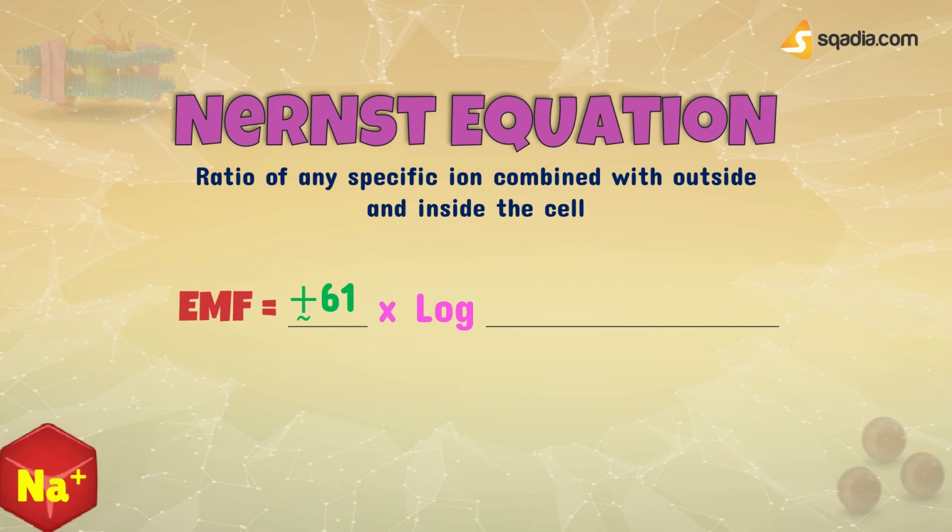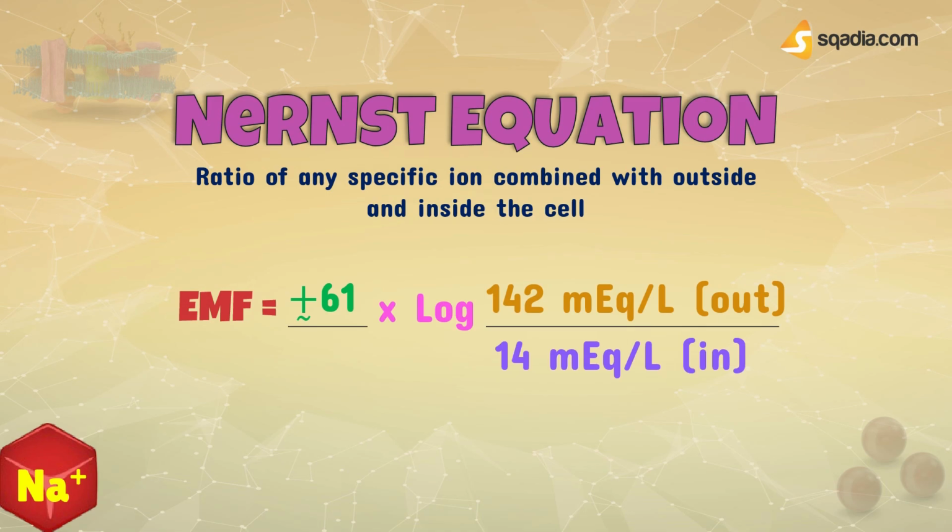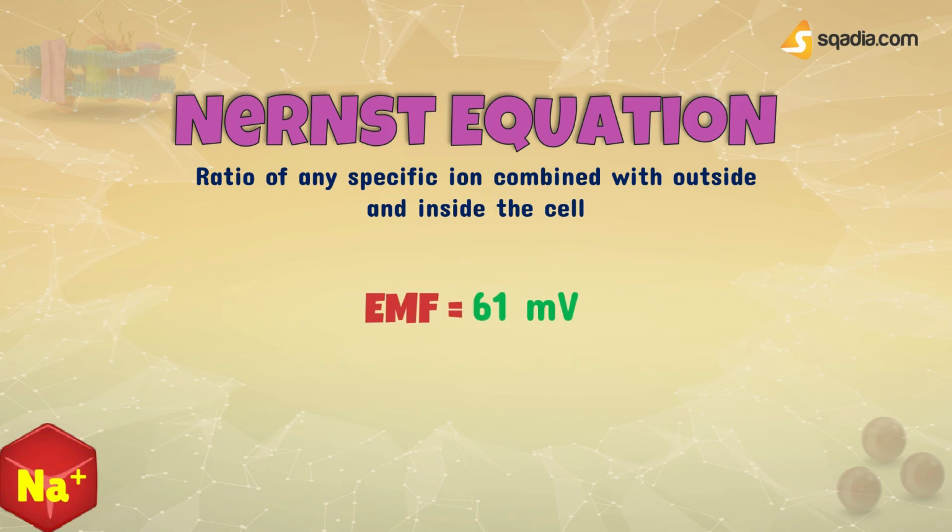Sodium ions outside the cell are 142 milliequivalents per liter. And sodium ions inside the cell are 14 milliequivalents per liter. Putting these values in the Nernst equation, Z will be +1. Sodium outside is 142 and inside is 14. The total sum of this equation will be around +61 millivolts.